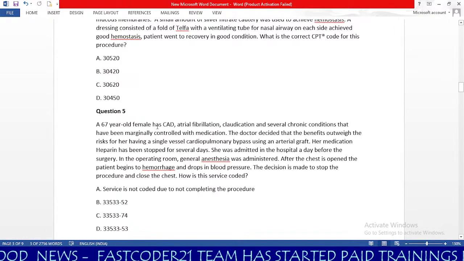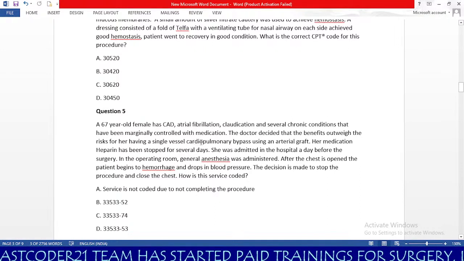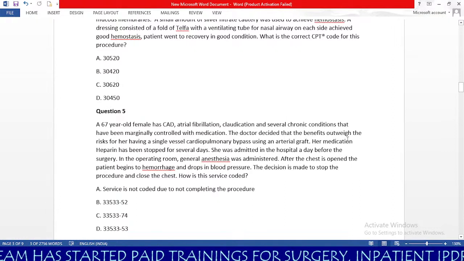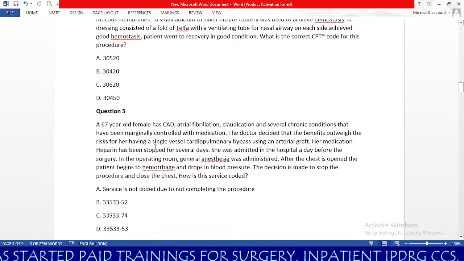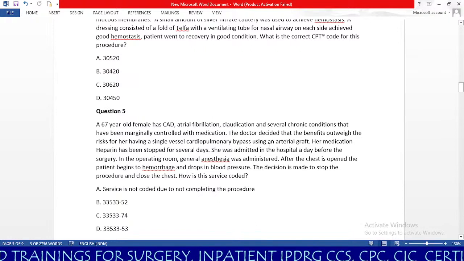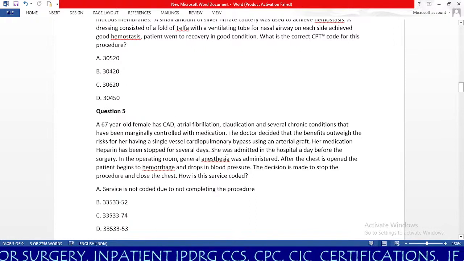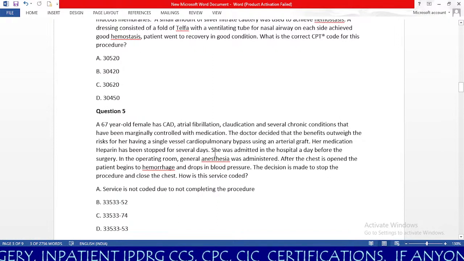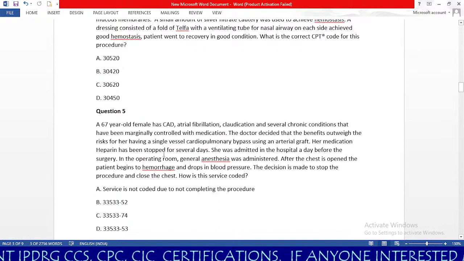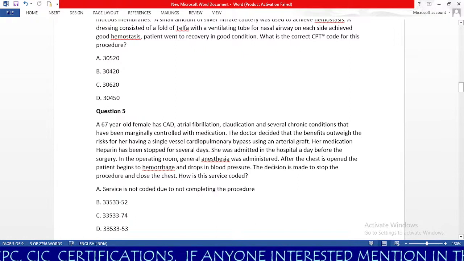A 67-year-old male has CAD, AP, claudication and several chronic conditions that have been marginally controlled with medication. The doctor decided that the benefits outweigh the risk for her having a single vessel cardiopulmonary bypass using an arterial graft. Her medication heparin has been stopped for several days. She was admitted to the hospital a day before the surgery. In the operating room, general anesthesia was administered.